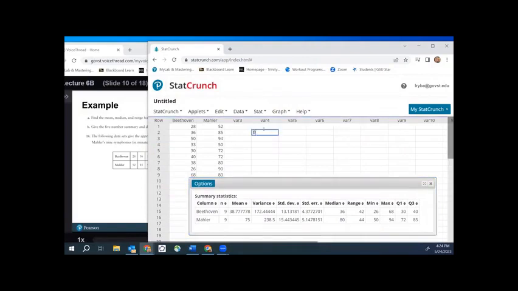So first we're going to do Beethoven. So Beethoven has a mean of 38.8. And we also have a median of 36. And it asks for the range. The range is also in here. That is 42.